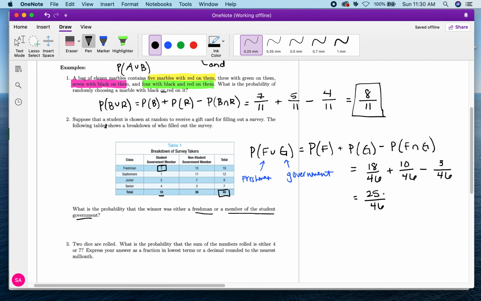And when you guys do Hawks, you can leave it as a simplified fraction, which 8 over 11 up here, this is as simplified as that can get. 25 over 46, that's also simplified, but you can also type it into the millionth place, which is 5 decimal places, and just make sure you round properly at the 5th decimal place. So I got 0.54348, but you could put either of these answers in to Hawks.